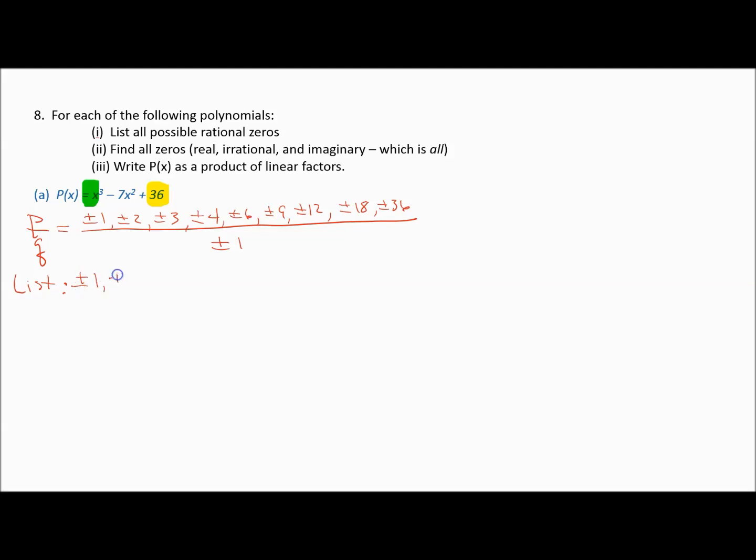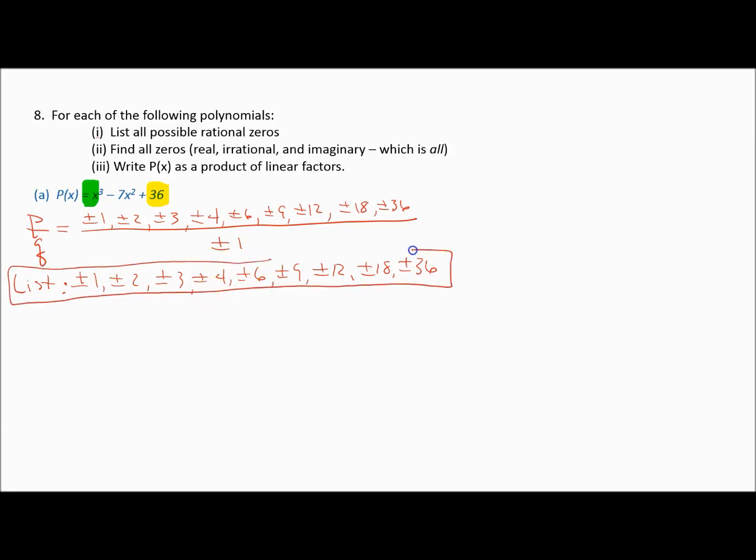So we're going to check plus or minus 1, 2, 3, positive and negative 4, positive and negative 6, 9, 12, 18, and finally plus or minus 36. All of them, both the positive and negative. This answers question number 1. Okay, so that is the list of possible rational zeros.